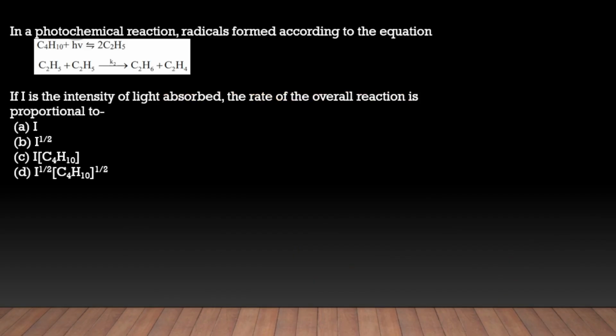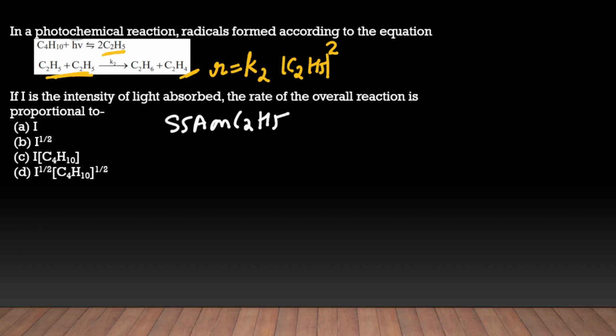Now moving on to the next question, which is this one. In a photochemical reaction, the radicals are formed according to this equation. If I is the intensity of the light, they have observed the rate of the overall reaction is proportional to what? So rate will be written from the final step, which is given to us: rate equals rate constant K2 into [C2H5] squared. Now C2H5 is the intermediate because it is formed in the first step and consumed in the second step. So we have to apply SSA on the C2H5.